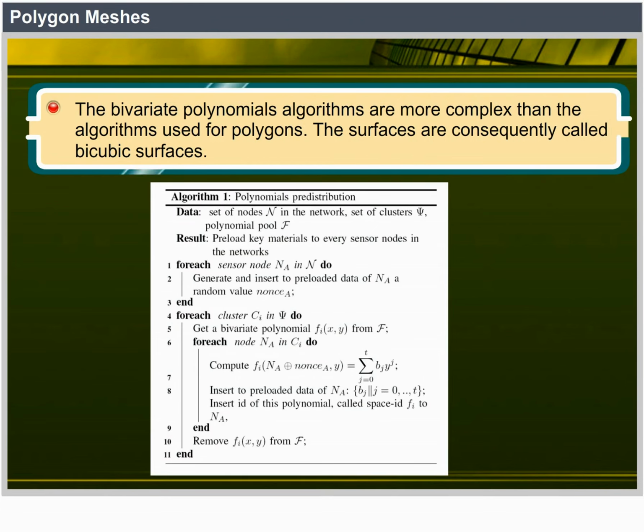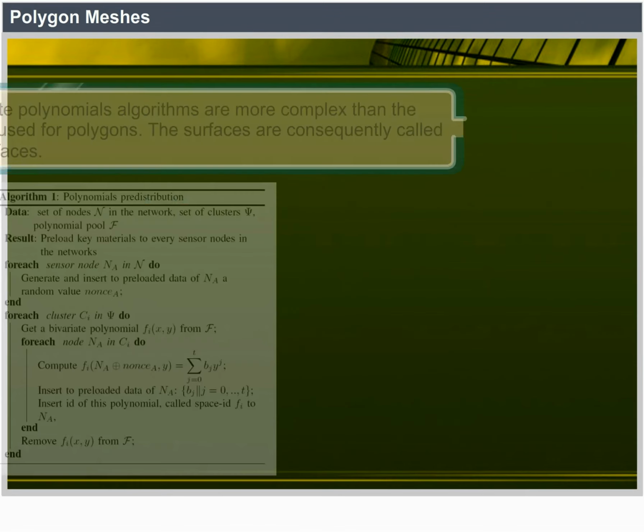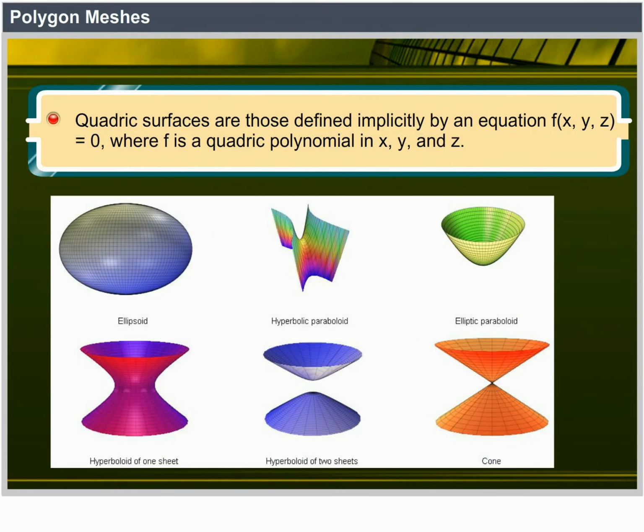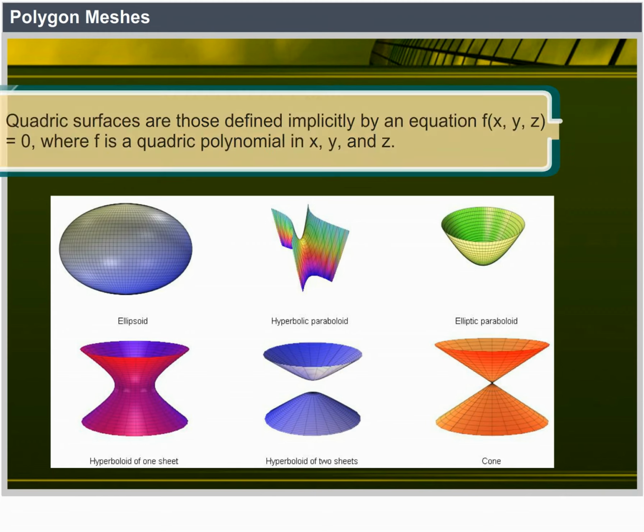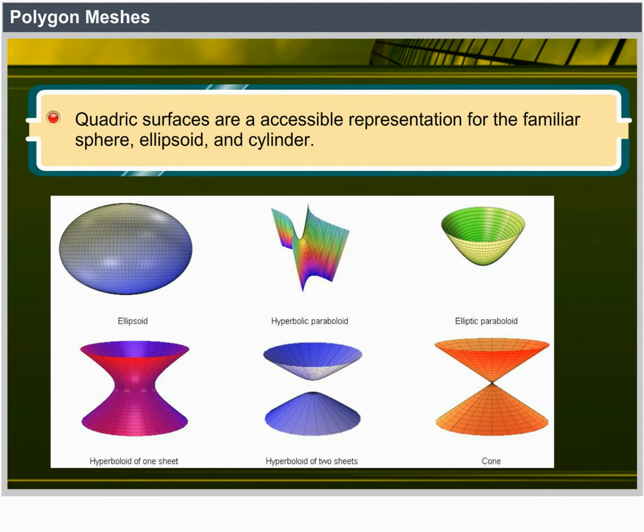Quadric surfaces are those defined implicitly by an equation f(x, y, z) equals 0, where f is a quadric polynomial in x, y, and z. Quadric surfaces are a convenient representation for the familiar sphere, ellipsoid, and cylinder.